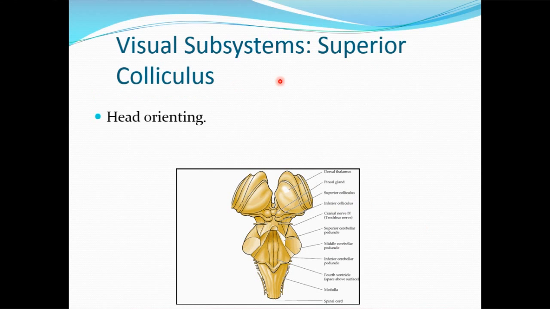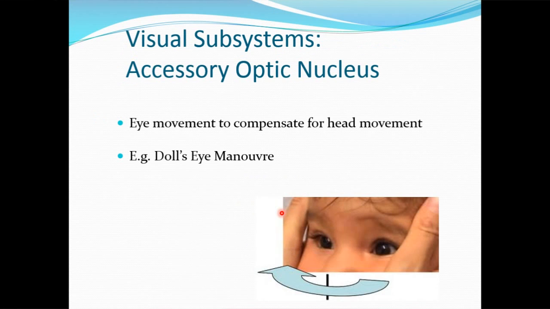Okay, another subsystem is the superior colliculus. Remember I said you've got these four little bumps at the back of the brainstem? Two of them are the inferior colliculus and then two at the top are the superior colliculus. So here we go. Inferior over there, superior over there. And the superior colliculus has to do with the orientation of your head. So if you want to look at something, your head turns towards it. Okay, and that's because of the superior colliculus.